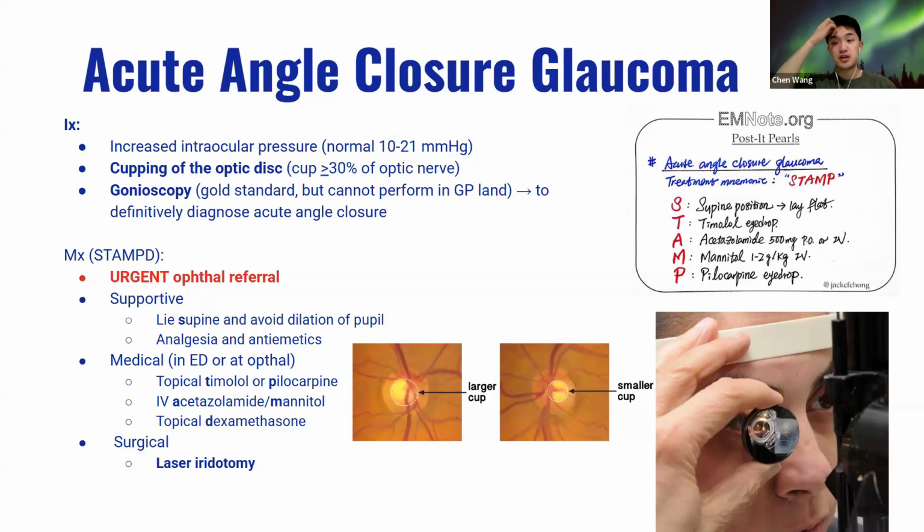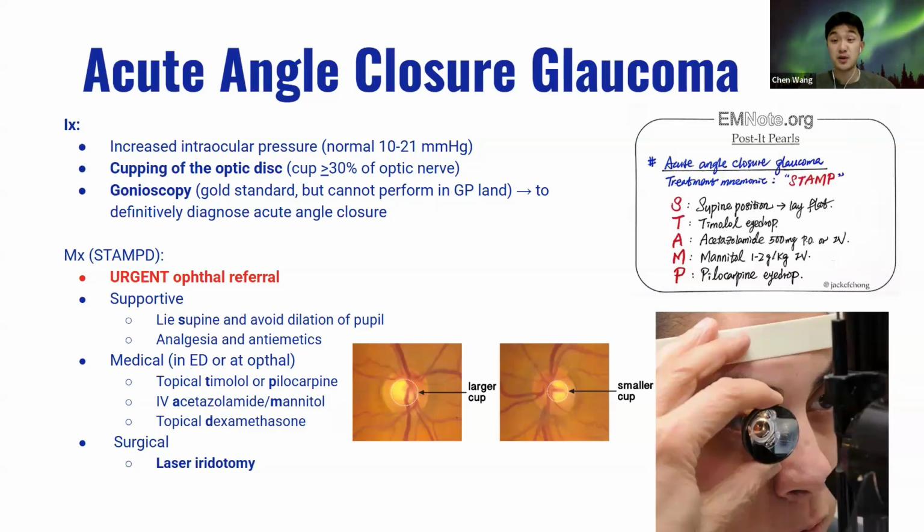The management for acute angle closure glaucoma can be remembered by STAMP. So S is making sure that they are in a supine position, so lying flat, and avoiding further dilation of the pupil, making sure they're not in a really dark room. So there's ambient lighting. Remember that dilation of the pupil is bad in this condition, and leaving them in the dark will lead to the pupils dilating. So that's not good. And you also want to start them on some analgesia and antiemetics.